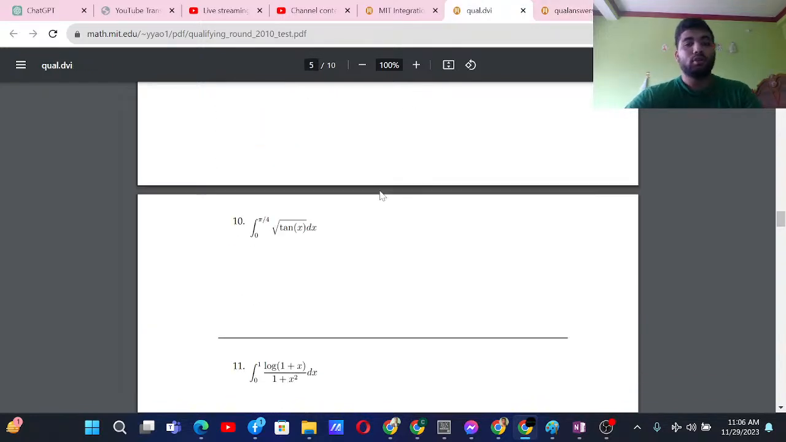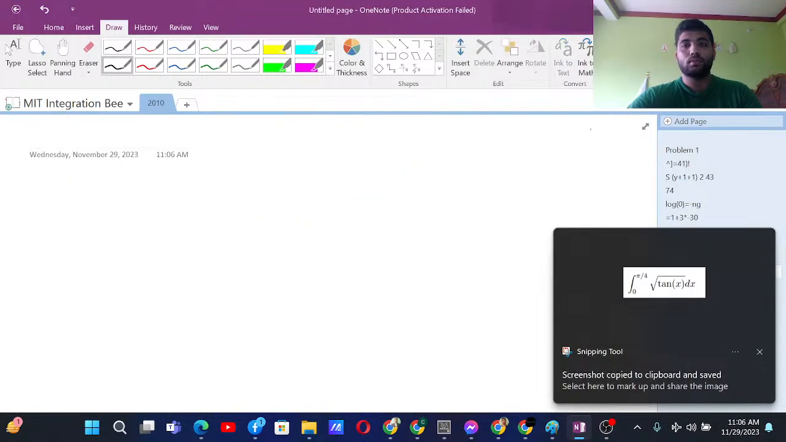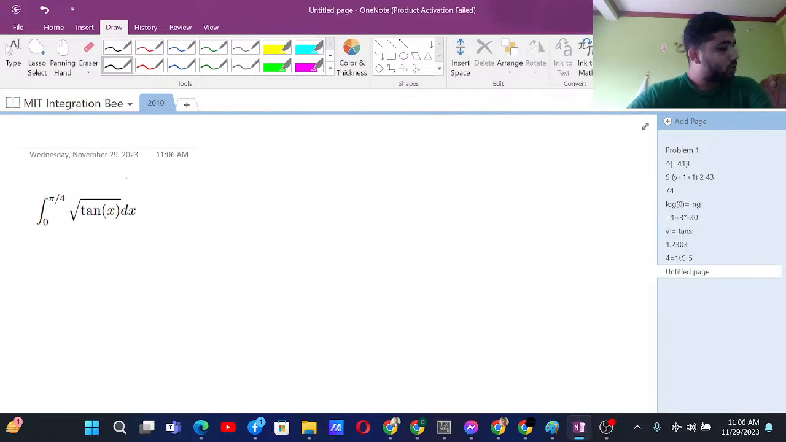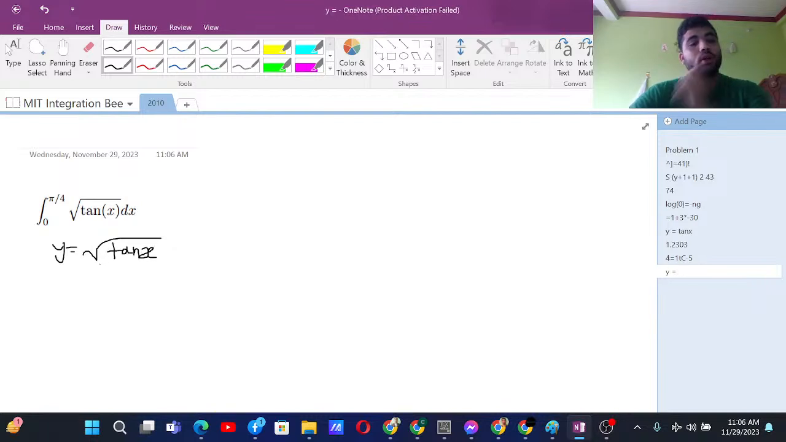Okay, let's go to the next one. For this problem, we can just let y as root 10x. But why do we let that one? Okay, so let's see. If we let y as root 10x, we will have dy as 1 by 2 root 10x, and then dx.